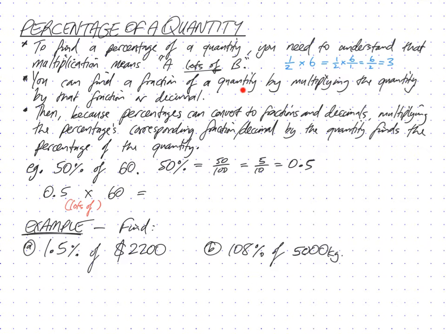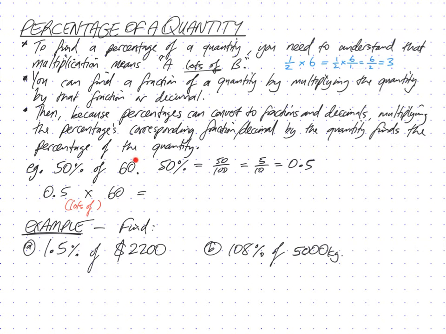So you can find a fraction of a quantity by multiplying the quantity by that fraction or decimal, based on the evidence there. Now, because percentages can convert to fractions and decimals, multiplying the percentage's corresponding fraction or decimal by the quantity finds the percentage of that quantity. So that's a lot of gibberish, mumbo jumbo, but I tried to break it down as well as I could in words. This might be one of those cases where it's easier to break it down in terms of an example.